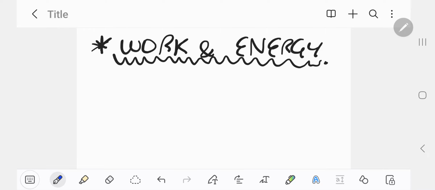I'm going to explore the relationship between work and energy in physics. I've been asked by several students as to how these two concepts fit in. I'm going to begin with the idea of work.